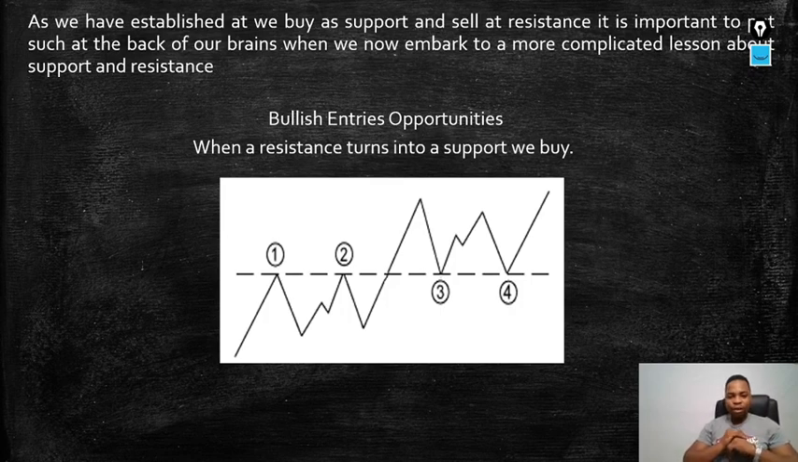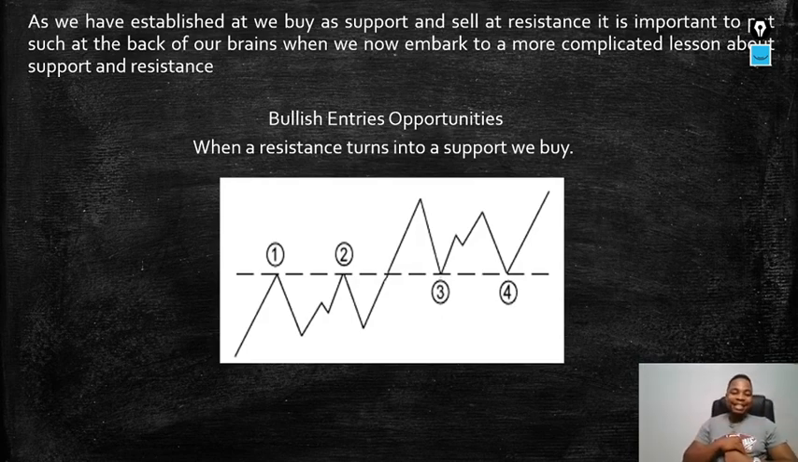Now it's gonna get a little bit complicated. Now we're gonna go deep into another strategy of support and resistance, which will become much easier for you to master if you take note of everything that I'm about to say right now. As we have established, at support level we buy and at resistance level we sell. So let us put that at the back of our brains, and now we're embarking on a new journey which is a bit more complicated, but it's gonna help you master the context of support and resistance. For bullish entry opportunities, where do we find them on support and resistance?